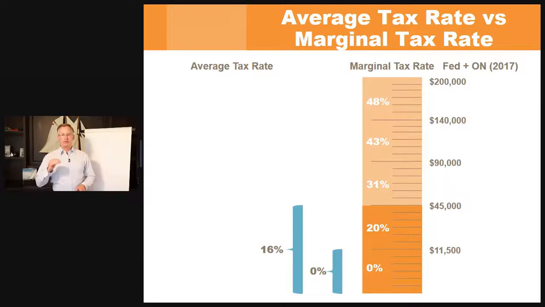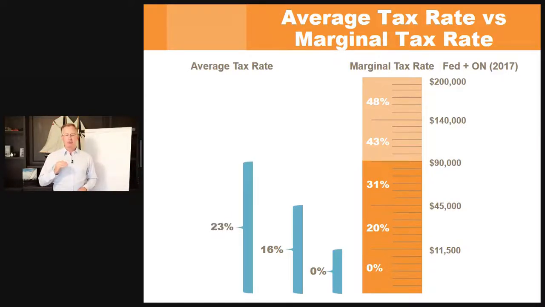So if you earn between $45,000 and $90,000 of income, you're now in the 31% tax bracket, or your marginal tax rate is about 31%. If you earned $90,000, your average tax would be 23%. That means that on all your income from $0 to $90,000, you paid an average of 23%.